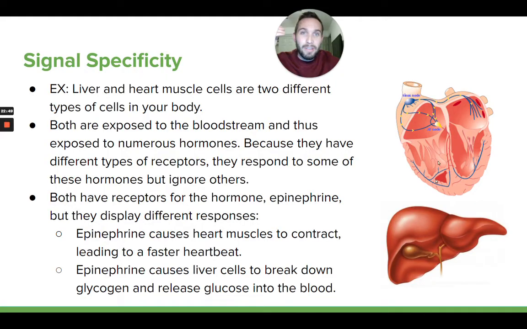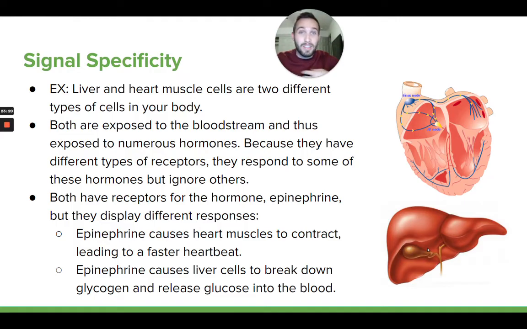So your liver and your heart cells are going to respond differently to the same signaling molecule being produced inside your body. When epinephrine is released, it travels in your blood and binds to your heart cells, and it causes heart cells to contract faster. It activates motor proteins in your heart, causing it to contract and beat faster. Your heartbeat goes up because of epinephrine. And epinephrine can also bind to cells in your liver. When it binds to receptors in your liver cells, it causes glucose to be released into your blood.